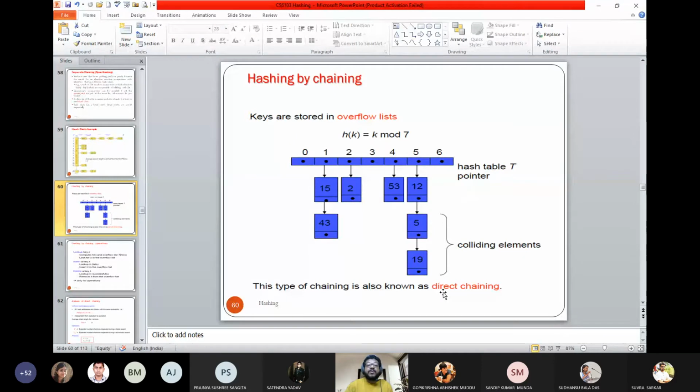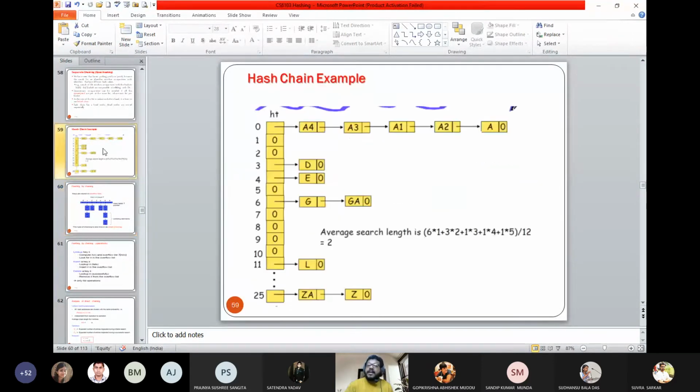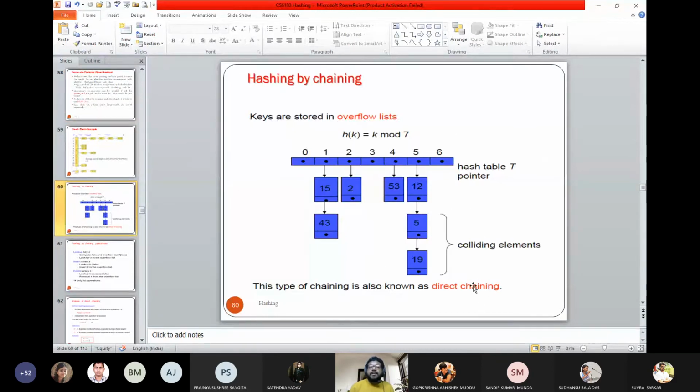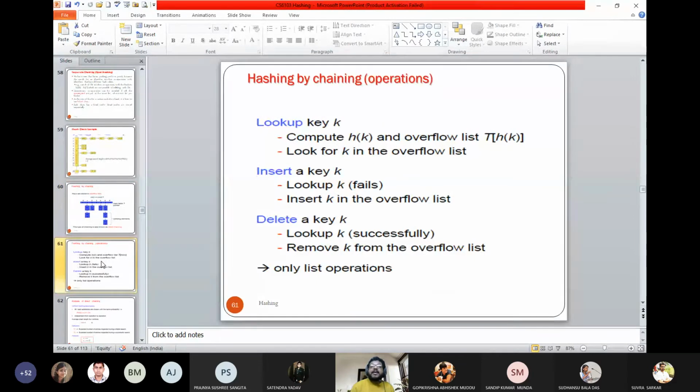Sometimes people get confused. Separate chaining is an open hashing technique, and sometimes they call it hashing by chaining or direct chaining. Now, mostly all data structures are characterized by three things: insertion, deletion, or search. Traversal is the function because we want to search something. Insert and deletion are obvious. So this is the concluding remark of the hashing by chaining operation.